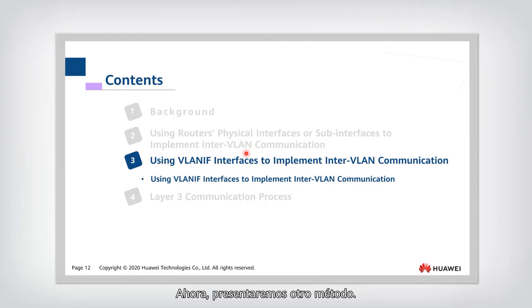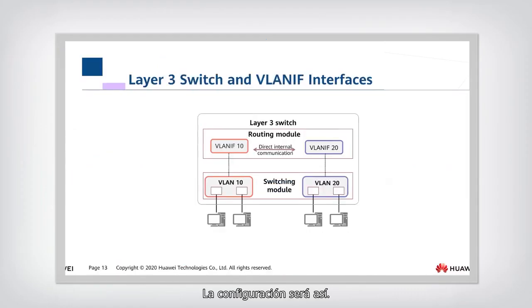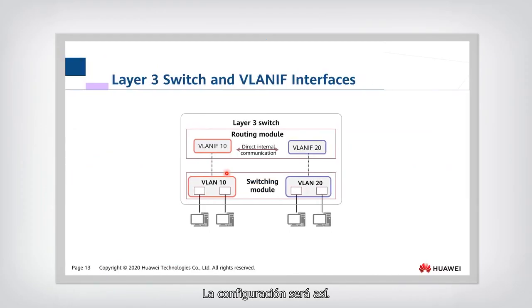Next, we will introduce another method, in which we don't need a real router device. We can use only a layer 3 switch, and within the layer 3 switch, we use the VLAN interface. We can also implement inter-VLAN communication by using this VLAN interface. So the configuration will be like this.